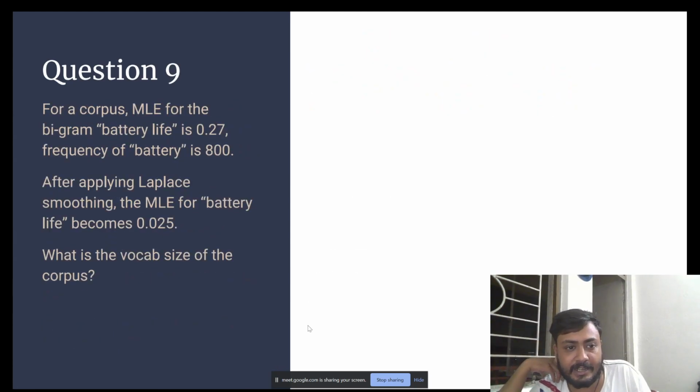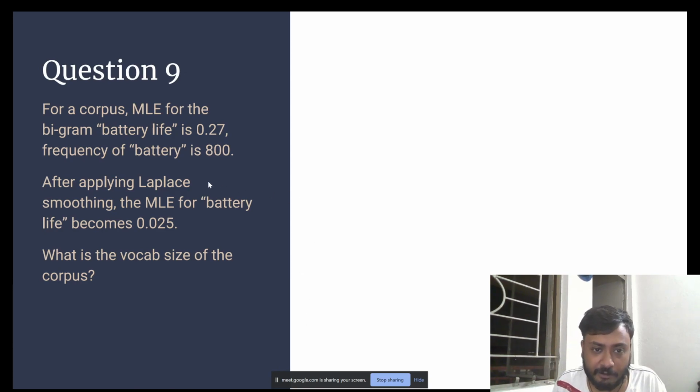So this is like a normal mathematical numerical, so to say. For a corpus, this is a new corpus, not related to the previous ones. The maximum likelihood estimate for the bigram battery life is 0.27 and the frequency of battery is 800. After applying Laplace smoothing, the MLE becomes 0.025. So without smoothing it is 0.27, with smoothing it becomes 0.025.